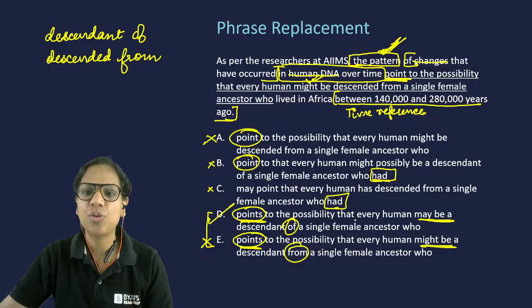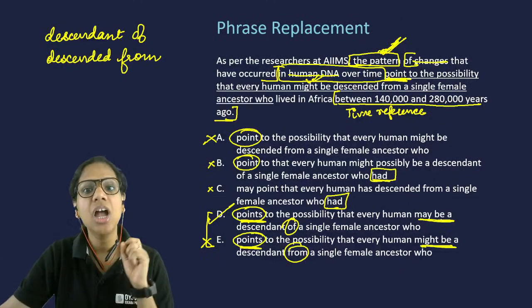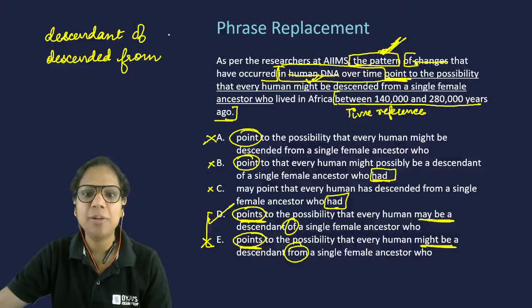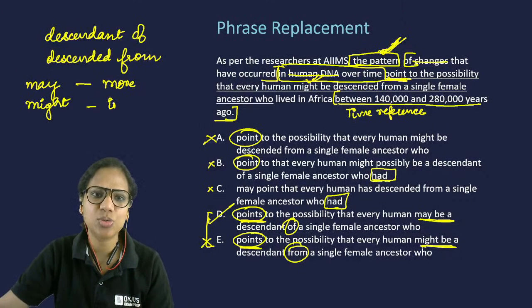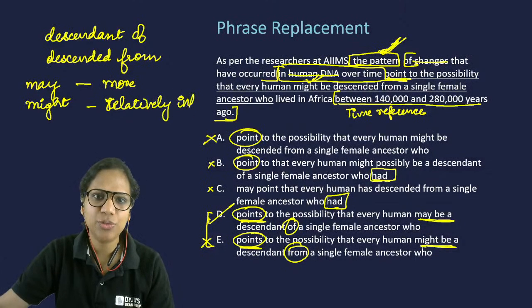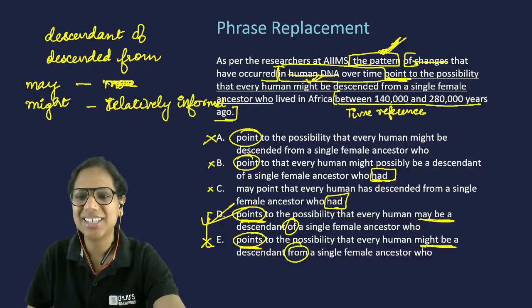Points to the possibility that every human may be a descendant of a single female ancestor. Another lesson for you, may versus might. While both talk about possibilities, may is relatively more formal, while might is relatively informal. So let me write it like this. Relatively informal, might. So D, Delhi, is our answer here. Hope this is clear to you.